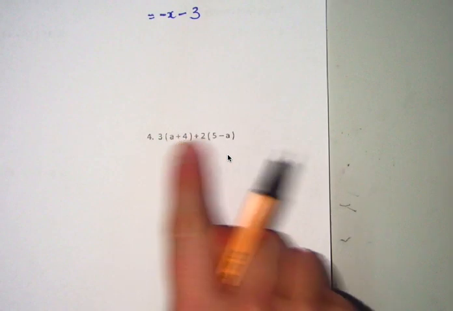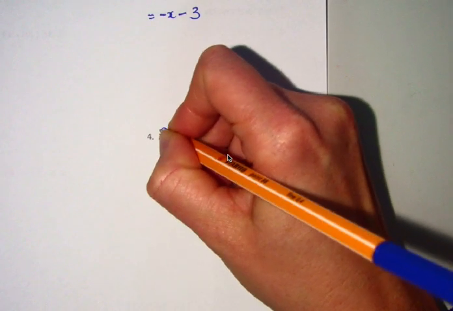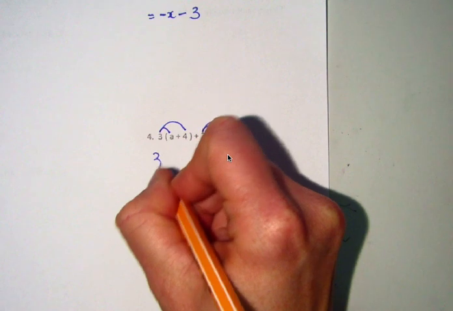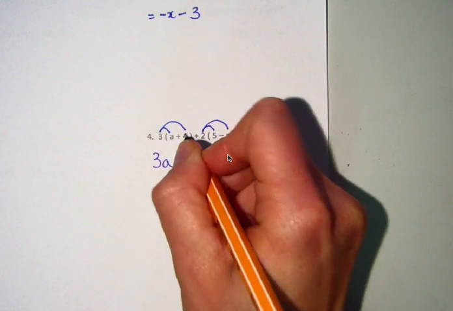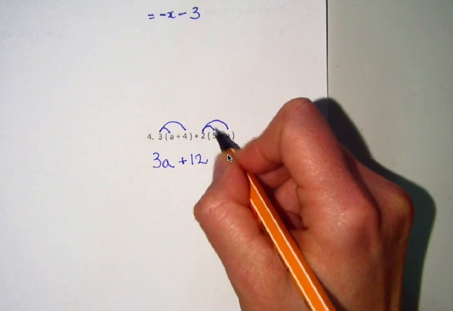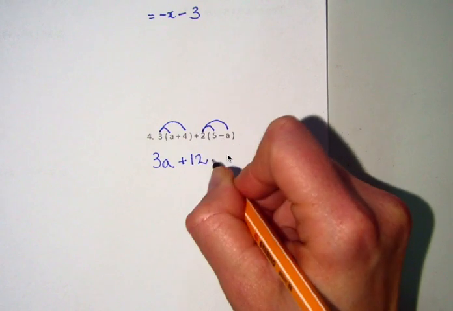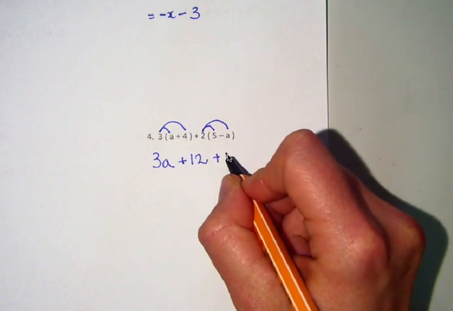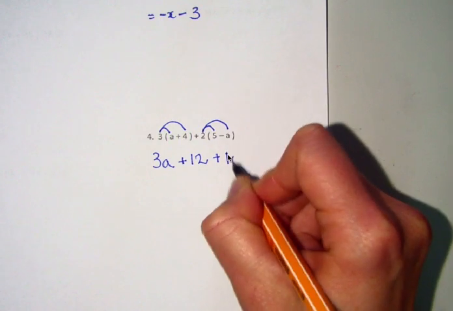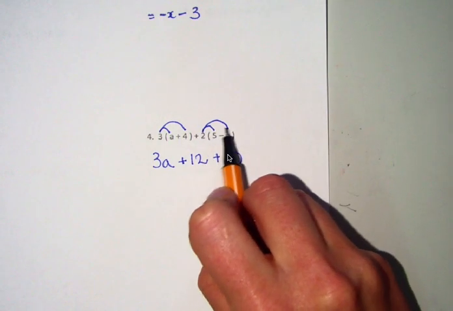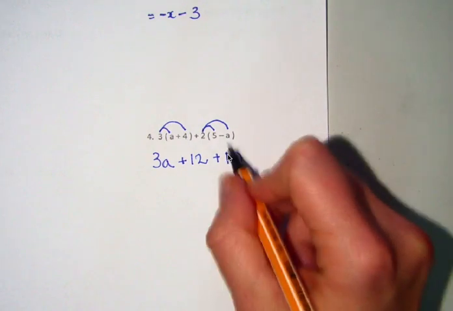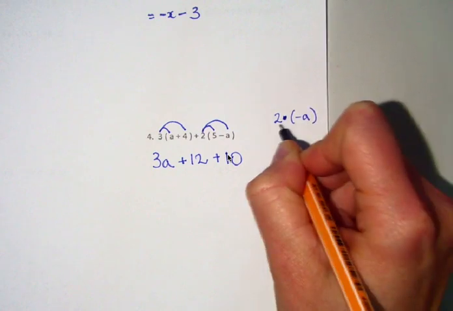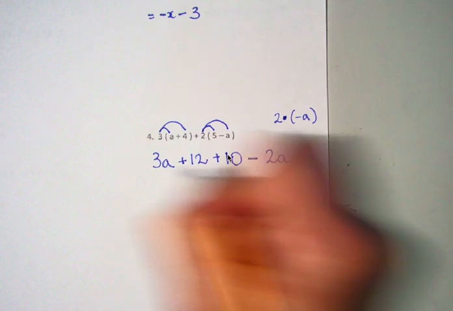So here we've got actually 2 sets of brackets, so we're going to distribute each one very carefully. So distribute that one and distribute that one. 3 times a is 3a, and I think now we can just say 3 times 4 is 12. 2 times 5, so now it's plus 2 lots of 5, so 10. And then I want to add 2 lots of negative a, so I've got to be very careful here. I'm multiplying, so 2 lots of negative a is negative 2a.